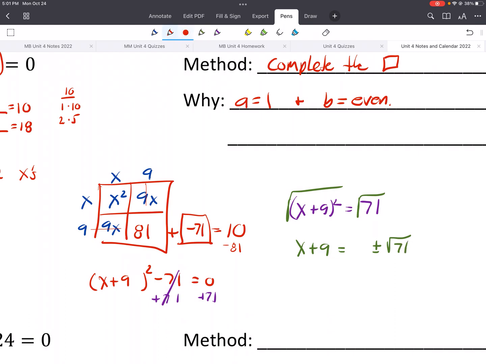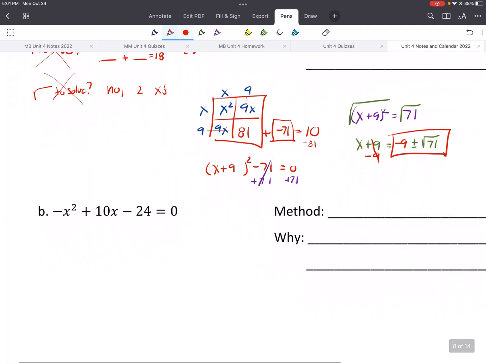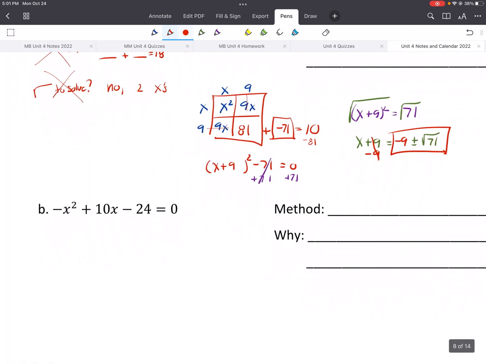And then the last thing would be to subtract 9. Again, the square root of 71 is prime. It can't be simplified, so that would just be our answer. All right, next, we need to figure out which method works here.